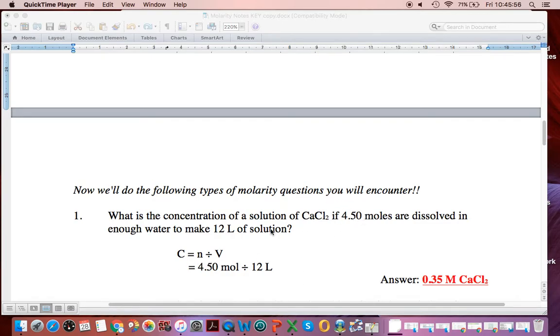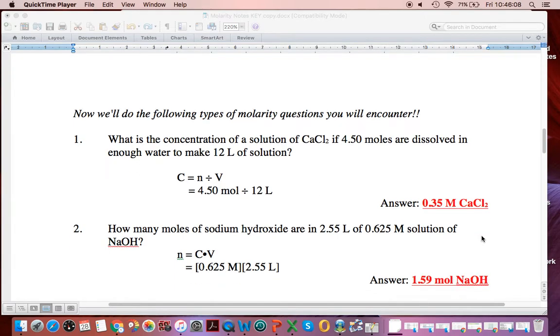Here's our n, our moles. Here's our V already in liters. And we get 0.35 big M calcium chloride. So I expect to see number, units, and identify the chemical. Number 2, same kind of game. n equals C times V, concentration times volume. Here's our concentration, here's our volume, and we get 1.59 moles of sodium hydroxide.